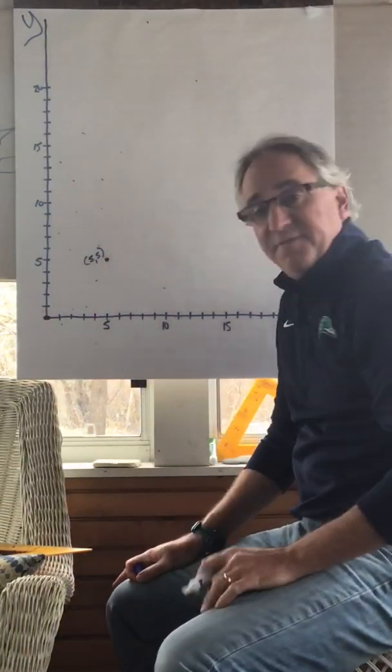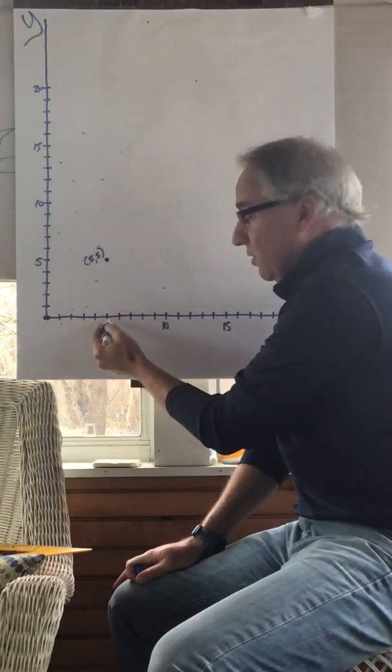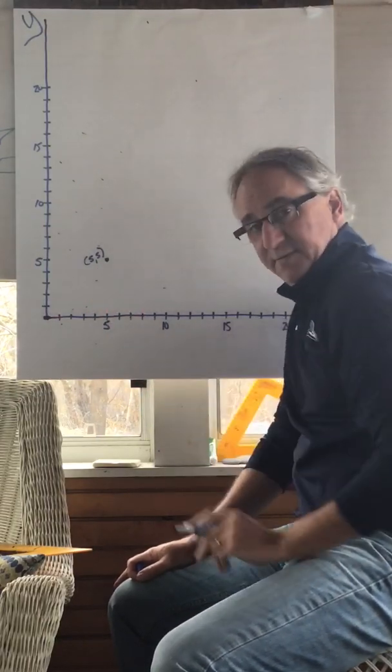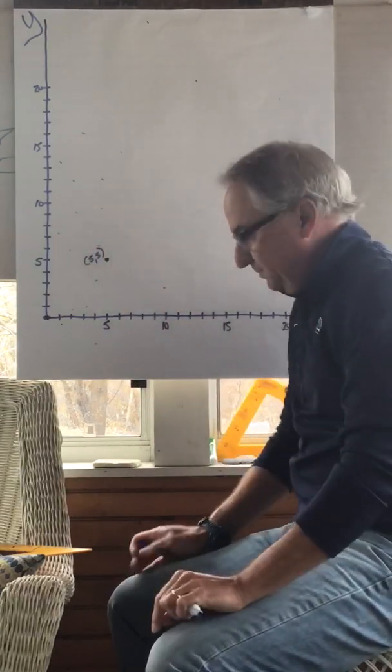I put the point 5, 5 up here. We start at the origin, which is 0, 0. We go across to 5, and we go up to 5. And that's ordered pair 5, 5. We know how to do that.